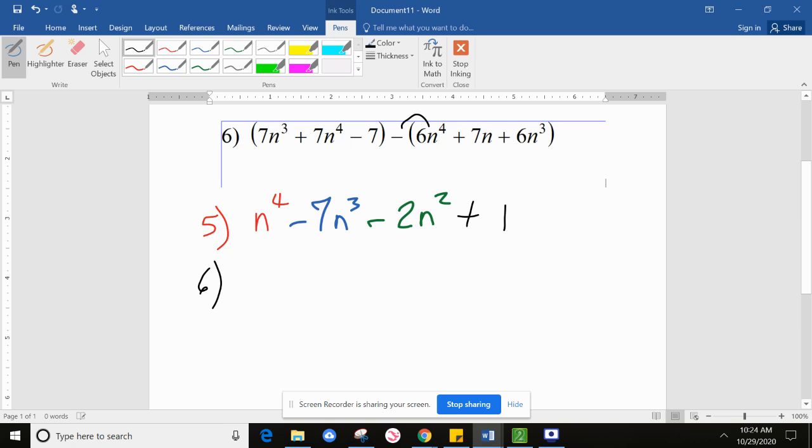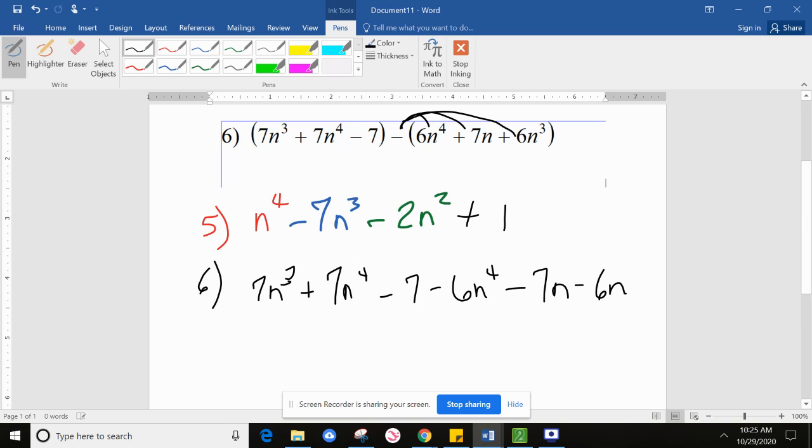When we do this, all of those things are going to change. So let's rewrite the problem, and we're actually going to drop the parentheses because we don't need them anymore after we distribute. So the first term in this one's going to become a -6n to the fourth. The second term is going to be a -7n. And then lastly, the last one's going to be a -6n to the third.